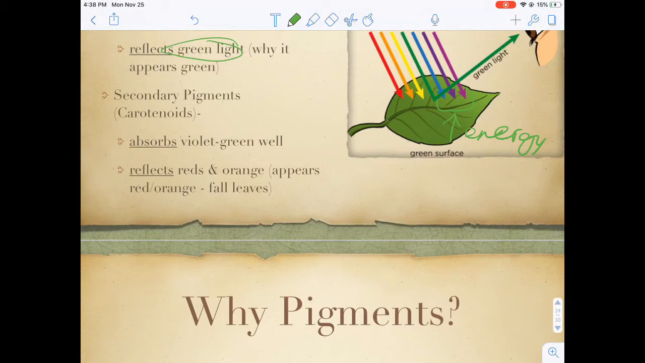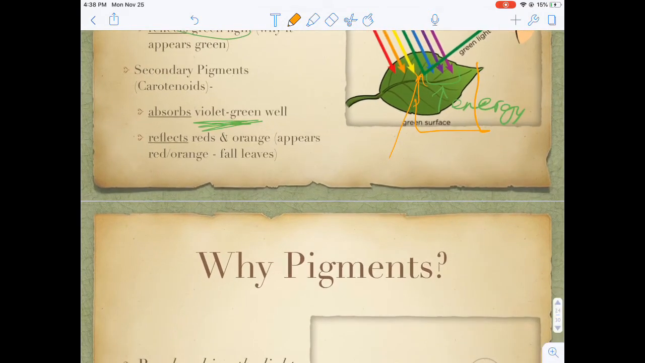Other pigments, like reds, yellows, carotenoids, are going to absorb violet through green very well, but not so much the lower energy ones, which kind of makes sense if you're thinking about the fall. In the fall, you have less sunlight, so you need more of this high energy light in order to help the plant survive.